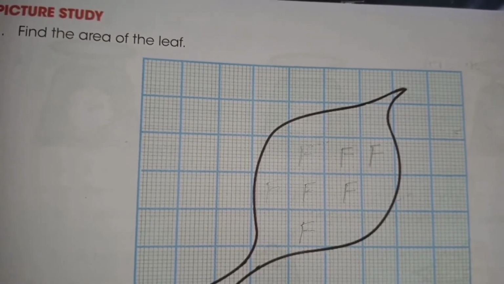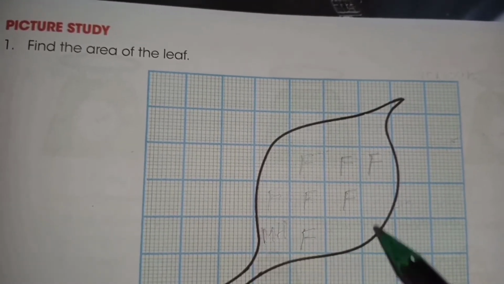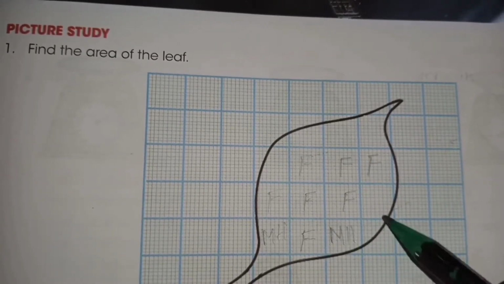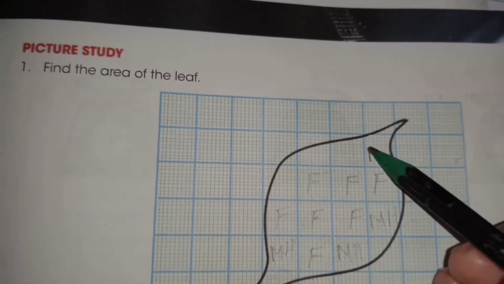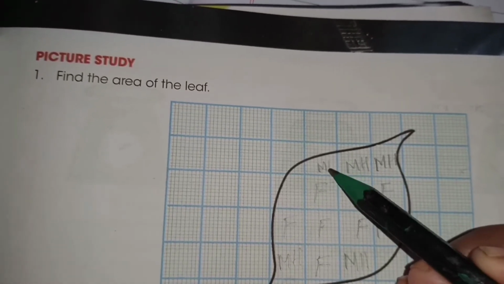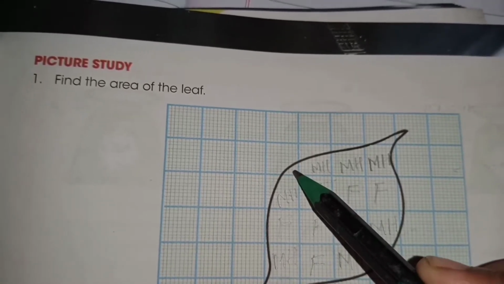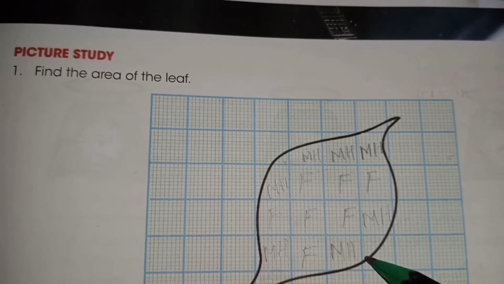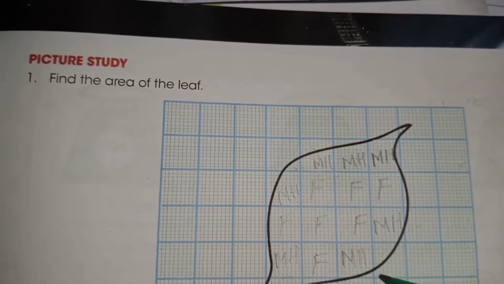Now let's mark the squares which are more than half. This one is more than half. This one is also more than half. Just a little bit is left, but more than half. This one also more than half. More than half. More than half. More than half. We will not count this because it is less than half. We will not count this also because it is not more than half. You can see, half means it should at least reach this much.